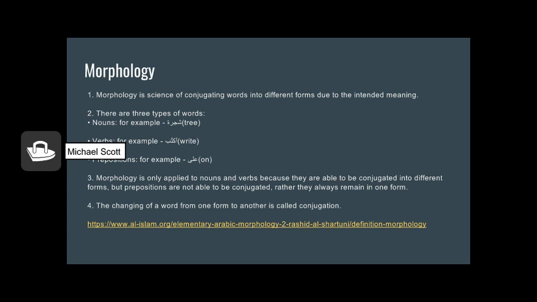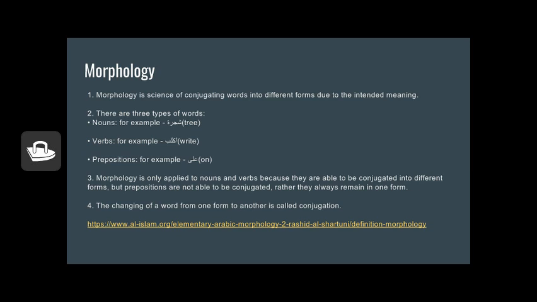Okay, we're going to talk a bit about morphology, the conjugation of words, just beyond verbs, about how words change depending on their intended meaning in a sentence and their positioning. Again, they have three types of words: nouns, verbs, and prepositions, or particles. Morphology is applied to only nouns and verbs because they can be changed depending on the tense, depending on the person. Many languages have male, female, or neutral, in past, present, and future, as well as the variations thereof.